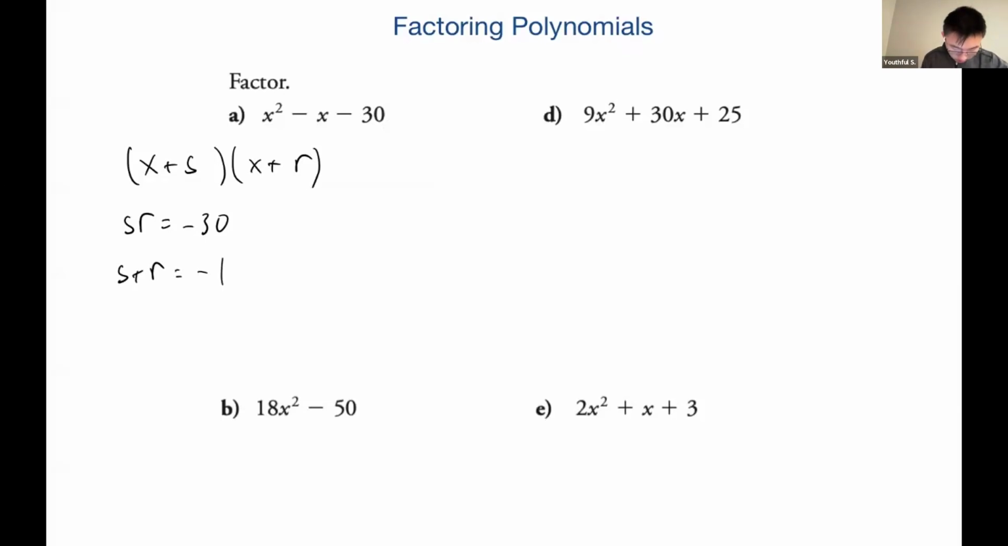So you can just think of some numbers. You could say maybe -6 plus 5 would probably work. So -6 plus 5 equals -1. -6 times 5 equals -30. So s and r are equal to -6 and 5. Then you would say this is equal to x minus 6 times x plus 5.